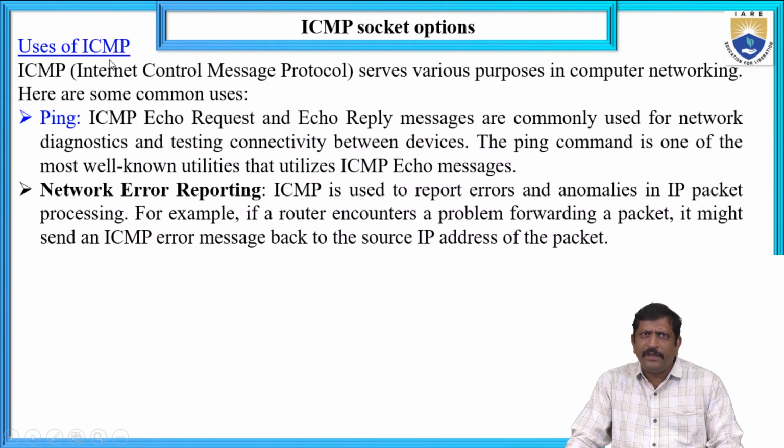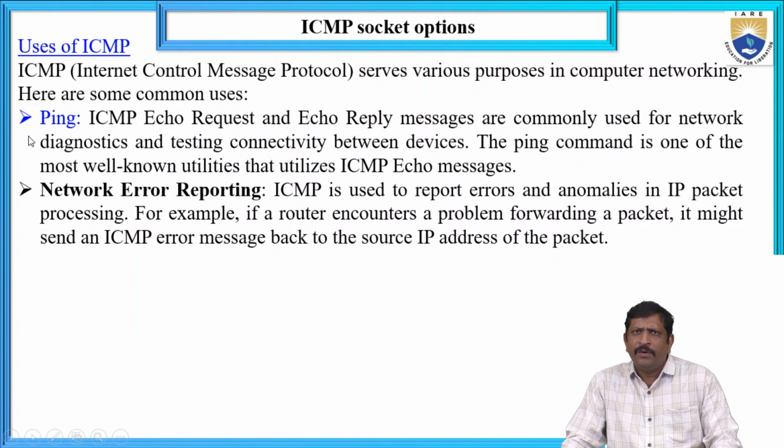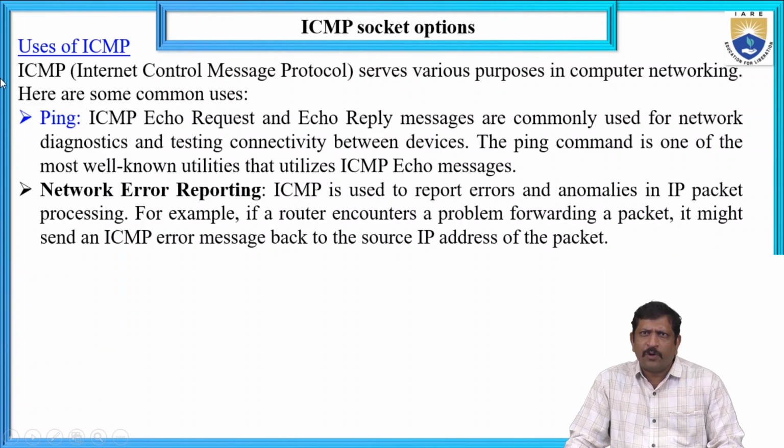Advantages and uses of the ICMP protocol. The Internet Control Message Protocol serves various purposes in computer networking. Some of the common uses: first, ping. ICMP echo request and echo reply messages are commonly used for network diagnostics and testing connectivity between two devices, the source and the destination. The ping command is one of the most well-known utilities that utilizes ICMP echo messages.